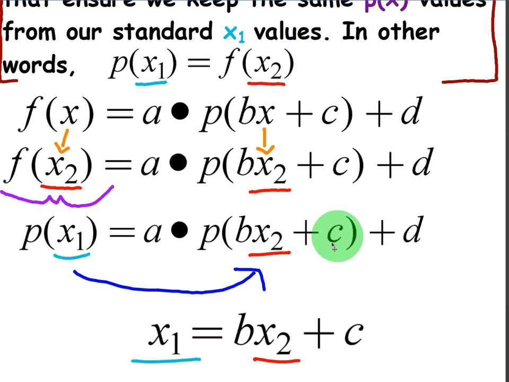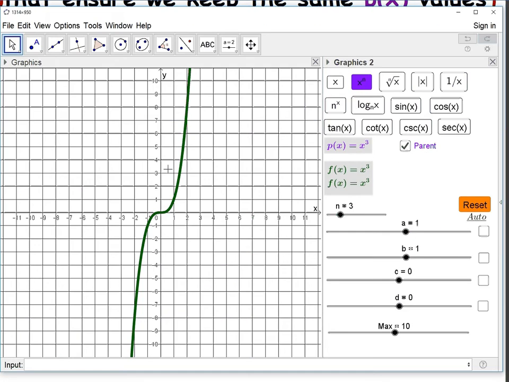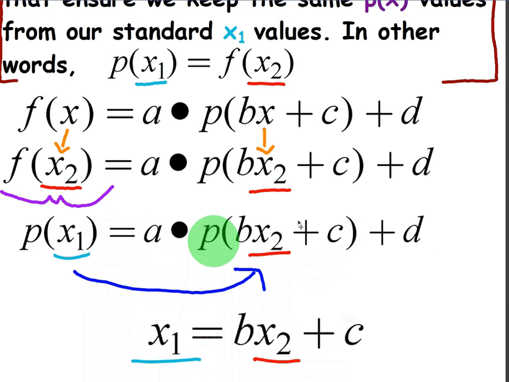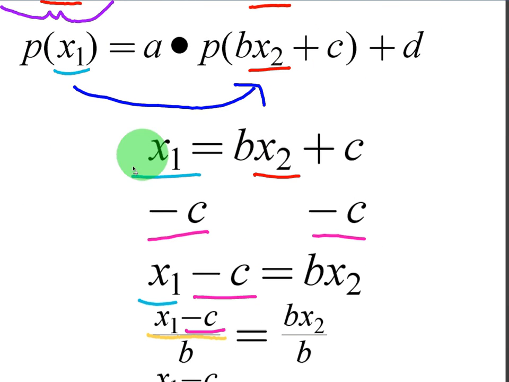But next, what I'm going to explain is that we want the inputs for p to be the same. Again, that's going to ensure that we get the same y value of our p function back, which is what we want to maintain. Looking at this graph, it'd be like these y values: -8, -1, 0, 1, and 8. We want to keep those. That's what's going on in this proof. So set x1 equal to b times x2 plus c to ensure we get the same p values back. And then we're going to solve for x2 because that's what we want to know. We want to know which x2 values to use.